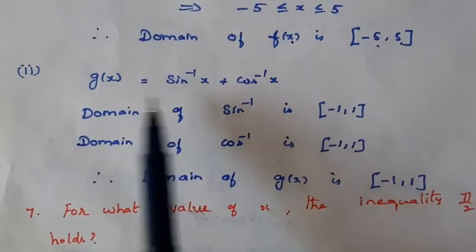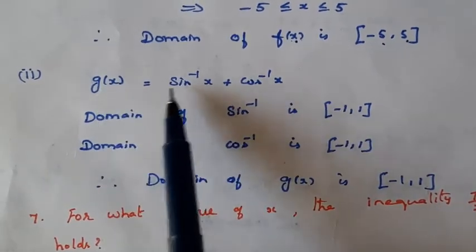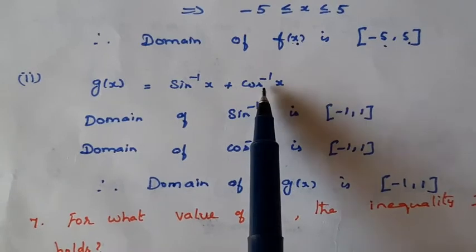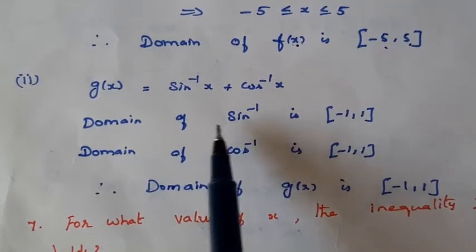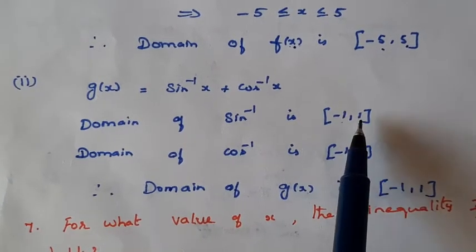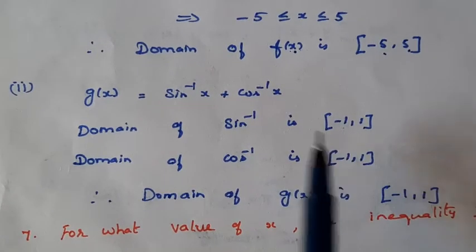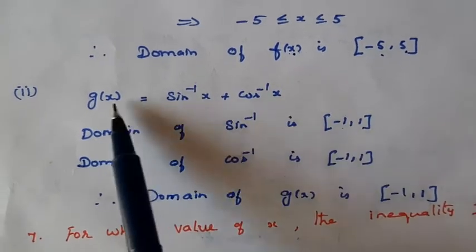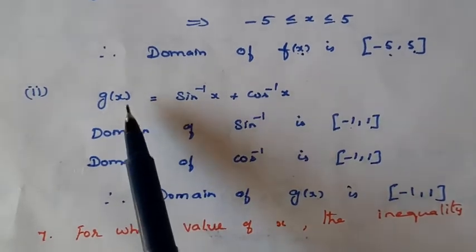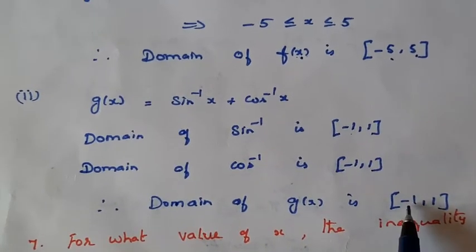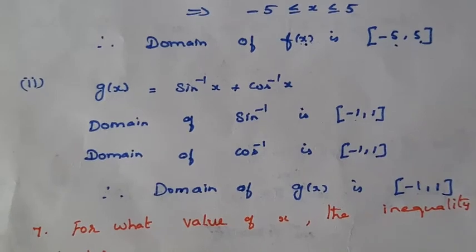Second subdivision is very simple, as g of x is a summation of a sin inverse function and a cos inverse. You know that the domain of sin inverse is nothing but a closed interval minus 1 and 1. Domain of cos inverse is also minus 1 to plus 1. Therefore, as g of x is nothing but the sum of these two, the domain of g of x is nothing but the closed interval minus 1 comma 1.